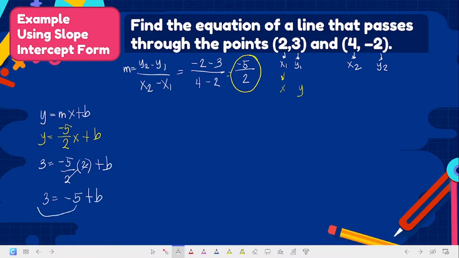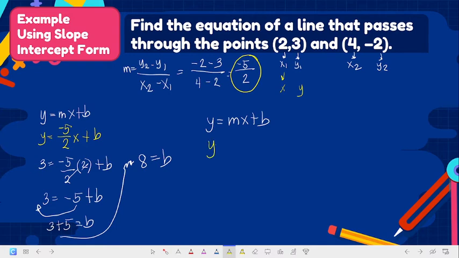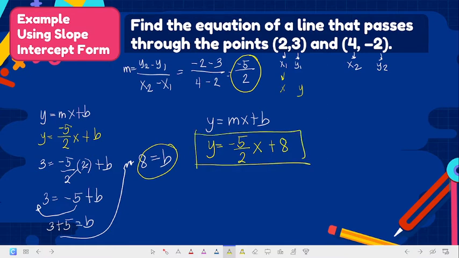Then, let's move or transpose negative 5. So, we have 3 plus 5 is equal to b. And 3 plus 5 is equal to 8 equals b. Then, substitute this to y equals mx plus b again. So, we're going to now have y is equal to m, which is negative 5 over 2, x plus b, which is 8. So, we're going now to have this equation, y is equal to negative 5 over 2x plus 8.